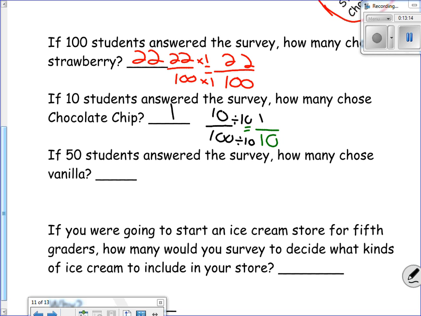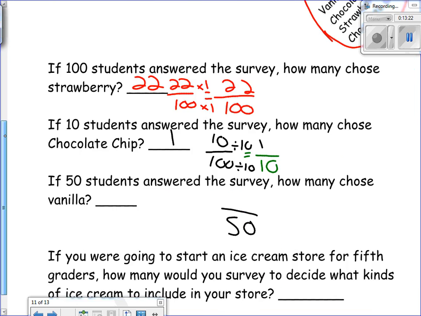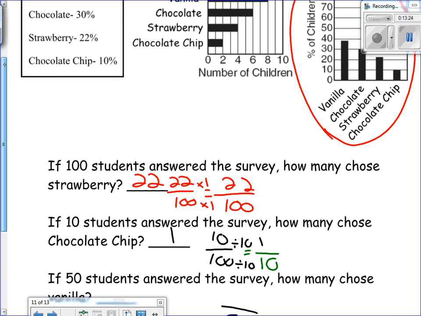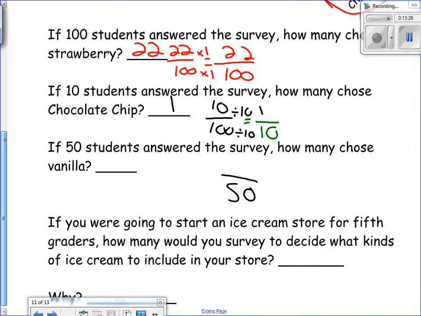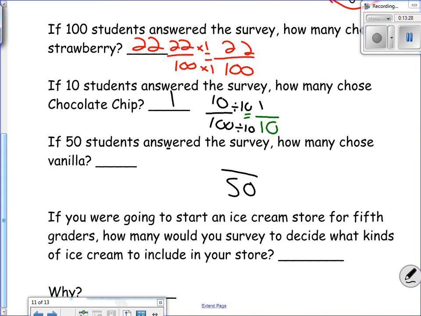If 50 students answered the survey, how many of them chose vanilla? 50 is my denominator, kids. Let me go back up. What did I need? Vanilla. Vanilla is at 38%, so I have 38 over 100. Divide by 2, divide by 2. What is 38 divided by 2? It is 19. So what is my answer? 19.